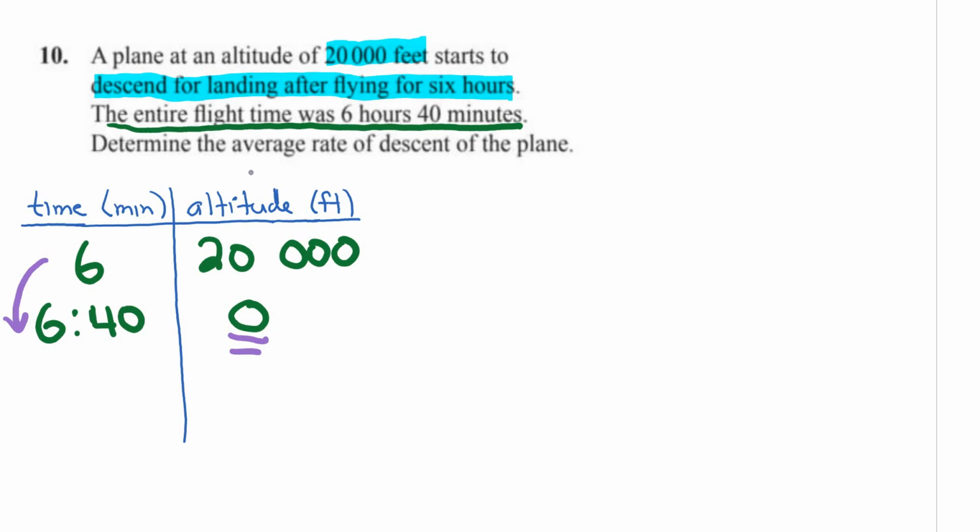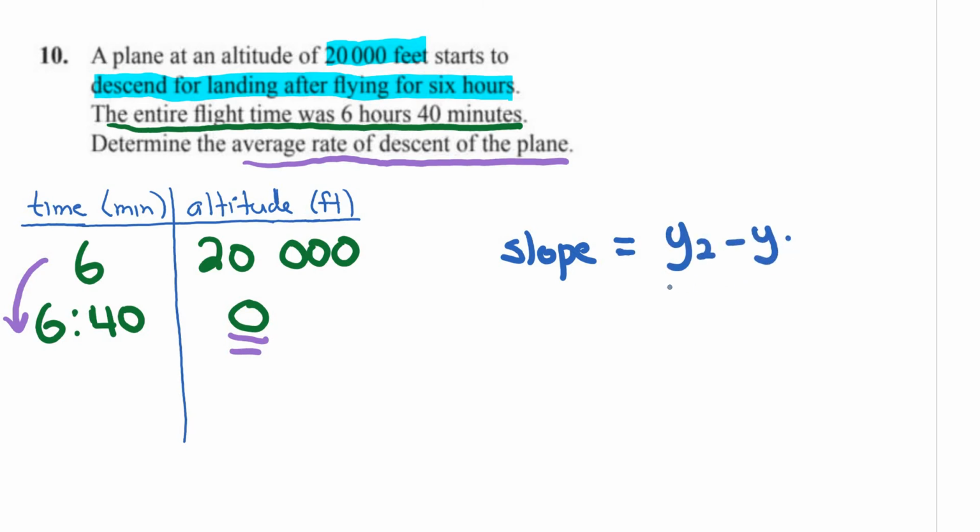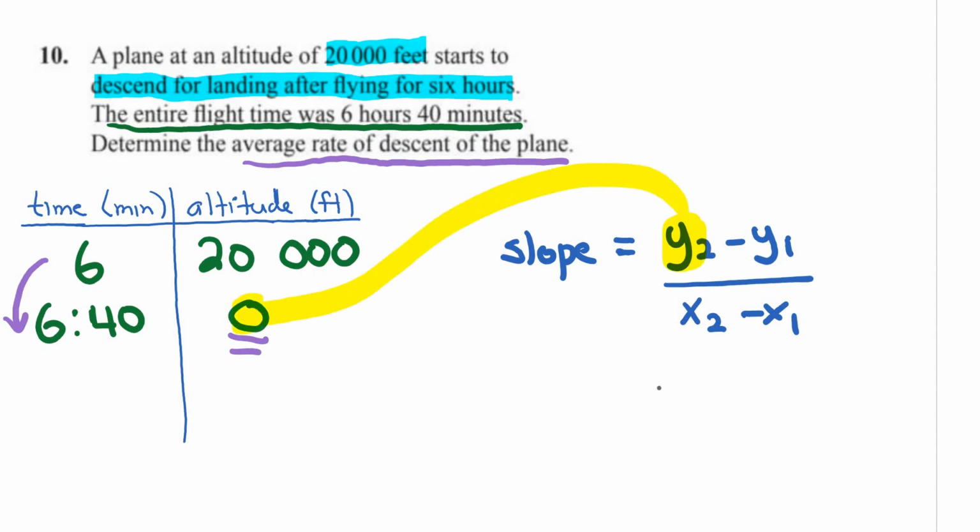All right, I want to determine the average rate of descent of the plane. So how fast are we falling to the ground? The average rate is the same thing as the slope, and slope is really from 4.1. You can use the rise over run, which is a difference in the y values divided by a difference in the x values. Now the question is, what's the value of y2? Well, y2 is going to be 0.